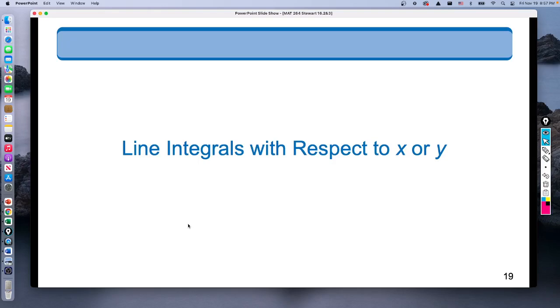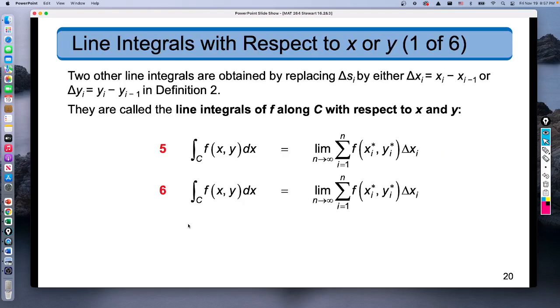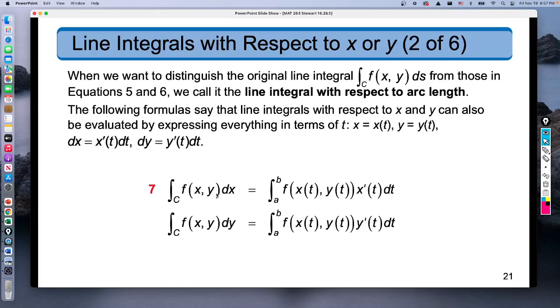We'll look at integrals with respect to x or y. I believe this C is, because I looked at this many times and I can't see the difference. I believe this should be dy. So you can either integrate with respect to x or you can integrate with respect to y. And again, this integration really is equal to a Riemann sum. This is where it comes in. So we can also do the same thing. So 5 and 6 could both come down to this.